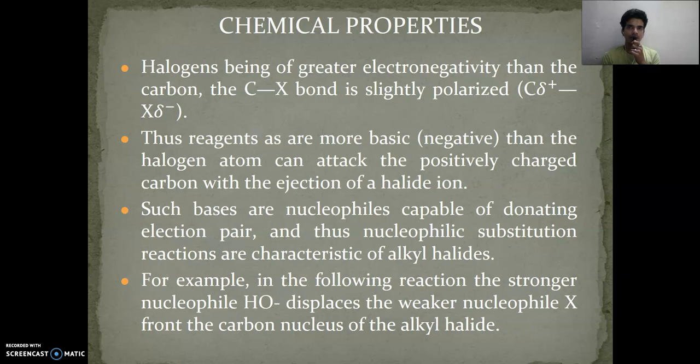So the remaining point is chemical properties. Chemical properties depend upon the carbon and halogen present in the structure of the alkyl halide. Because the halogen is of greater electronegativity than the carbon atom, the C-X bond is slightly polarized, so it forms a partial positive and partial negative charge on carbon and halogen respectively, that is delta plus and delta minus.